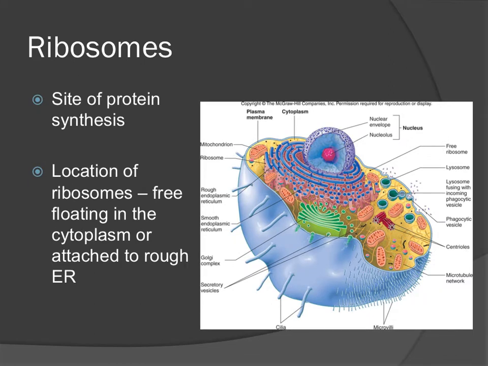The first organelle that we're going to talk about is the ribosome. The ribosome is the site of protein synthesis. It is the location within the cell. You have two different locations. You can have ribosomes free floating in the cytoplasm or attached to the rough ER.